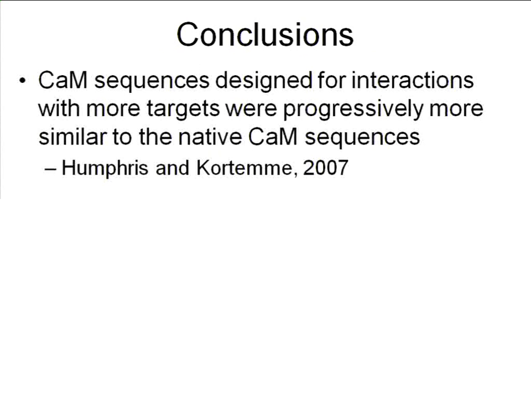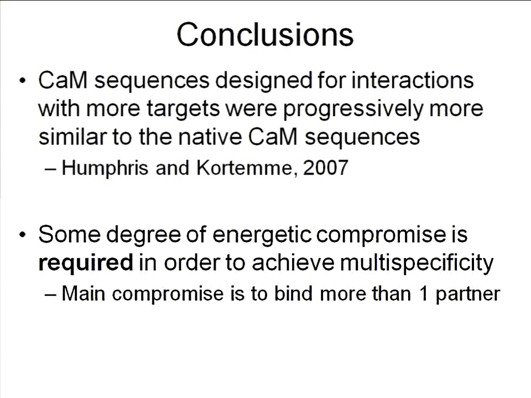Just to conclude, overall, what we saw, both with transducin beta and with calmodulin sequences, is that when you design for interaction with additional natural targets, you actually get sequences that are more similar to native sequences, and that's similar to some results that were observed previously. What's important is, of course, that there is some degree of trade-off that's necessary, but we observe that the main compromise is in going from binding one partner to binding more than one partner, and after that, it seems to be less of a compromise necessary.